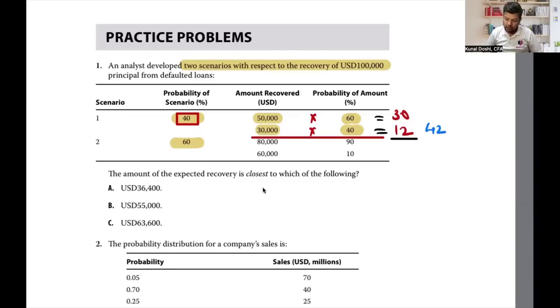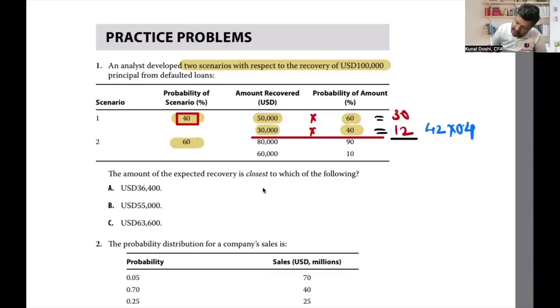Okay, so I'll get 50,000 and the probability of the amount that I will get from it is 60%. So basically I'll get 30,000 as my expected value. The second one is 12,000. Overall I'll get 42,000 in scenario 1, and the possibility of scenario 1 is 40%. So 42 times 40, store 1, store it.